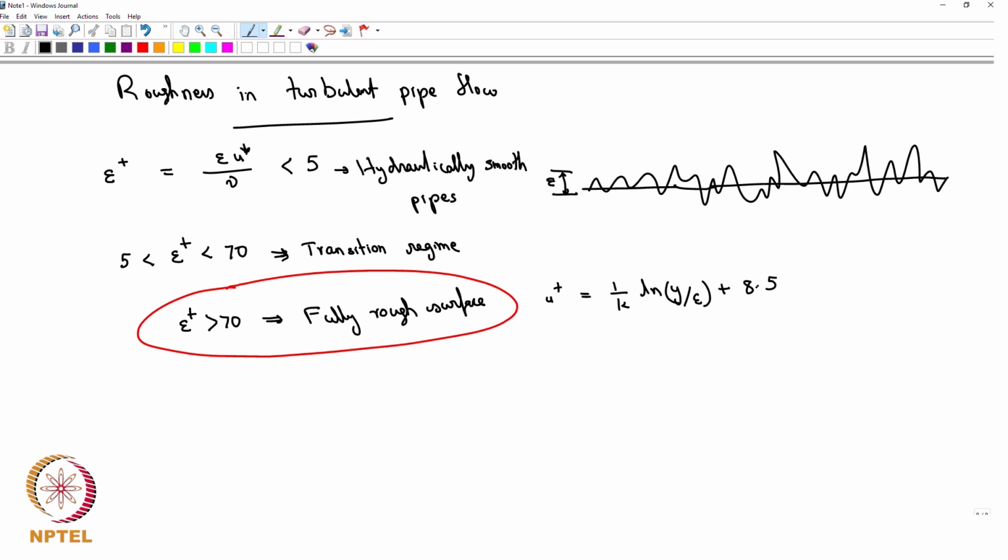This is the expression for u plus when you have a rough pipe. So if you know u plus, you know how to calculate the friction factor and the relationship between friction factor and Reynolds number, the way you did it yesterday. Shall we try? Finally, we don't care what exactly u plus is. We need a relation between friction factor and Reynolds number. So now I have given you u plus. Let's calculate the relationship between friction factor and Reynolds number.